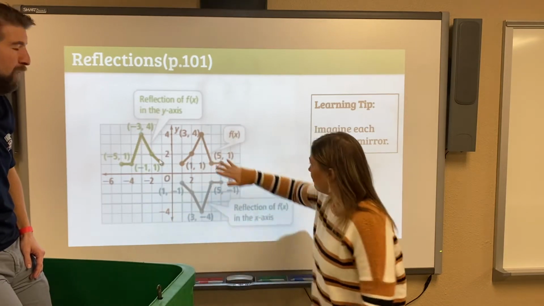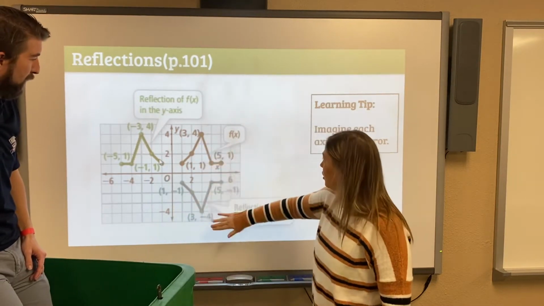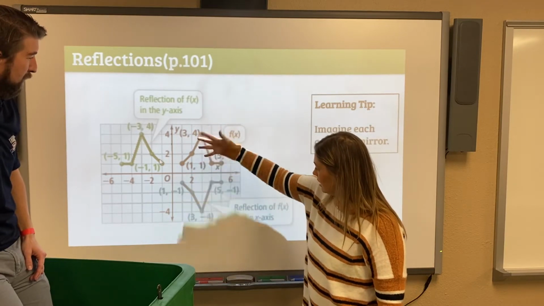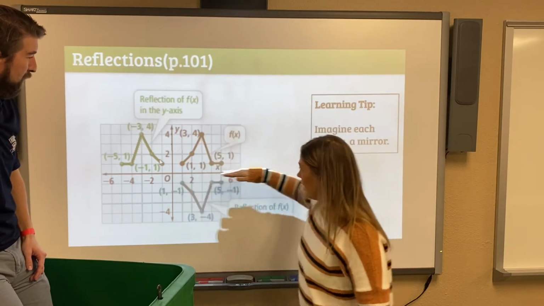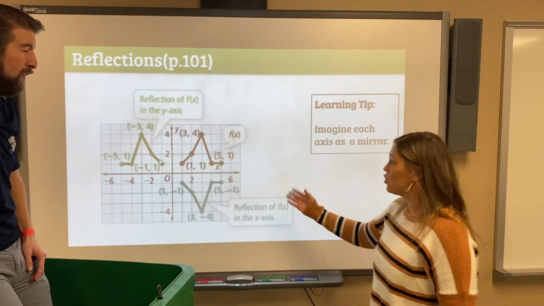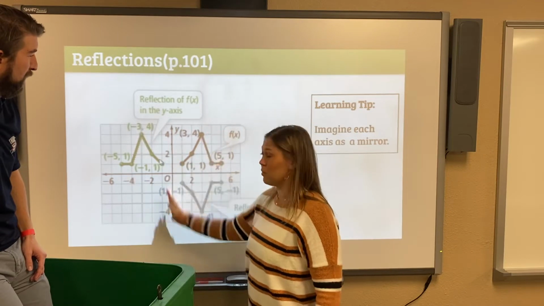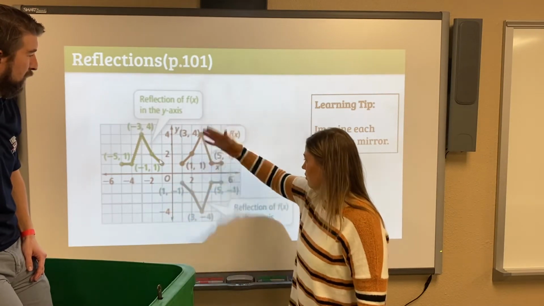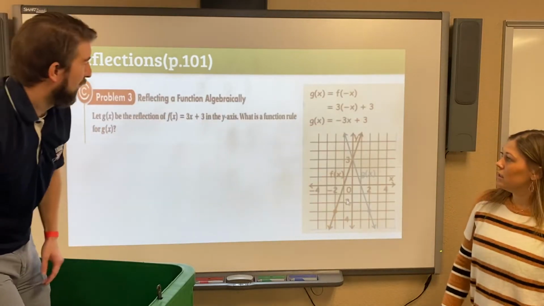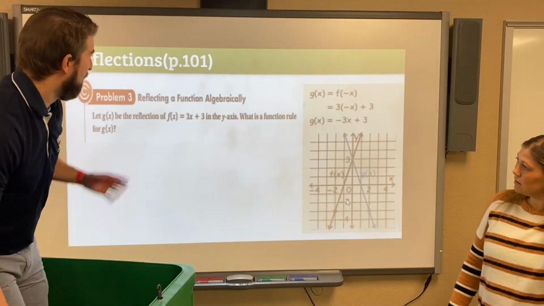Then if we look from black to blue, this is our parent function, and now it's reflected over the x-axis. So a reflection over the x-axis. If it goes left to right, it's over the y-axis. If it's up and down, it's reflected over the x-axis. Very good.